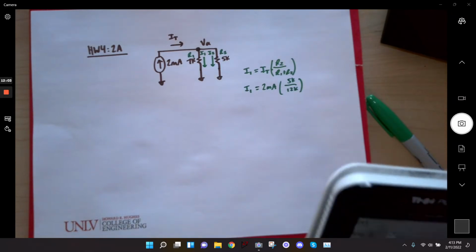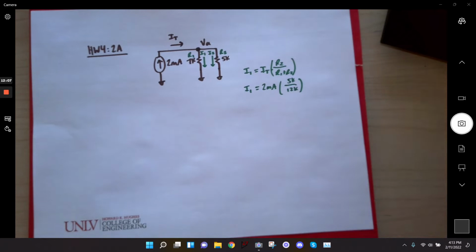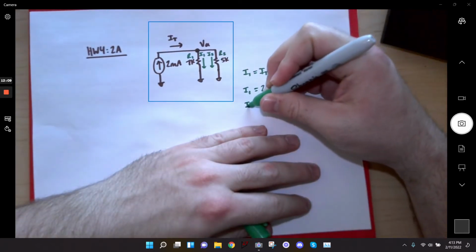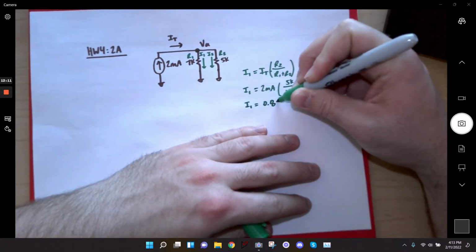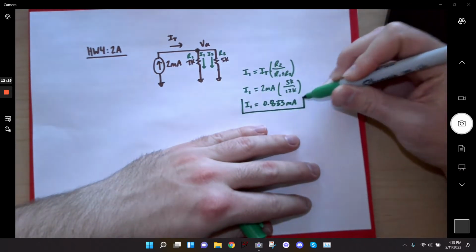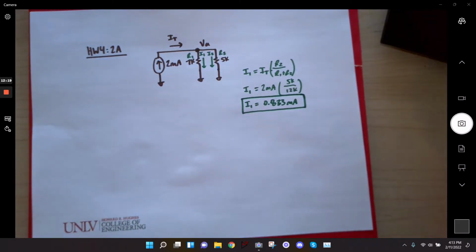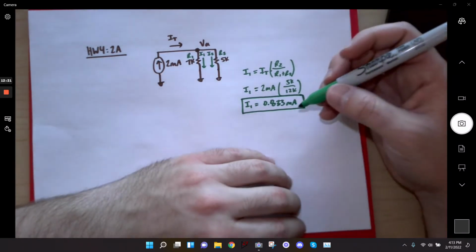Let me put that into my calculator, see what we get. 2 times 5 over 12. So I get 0.833 milliamps, and that sounds about right. So that's my I1. Now if I wanted to find I2, I could also use the current divider equation, or I could use KCL. Let's do both, right?